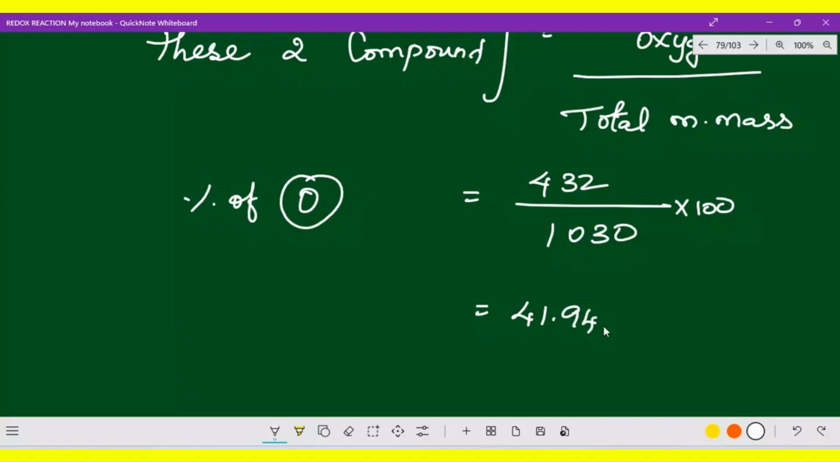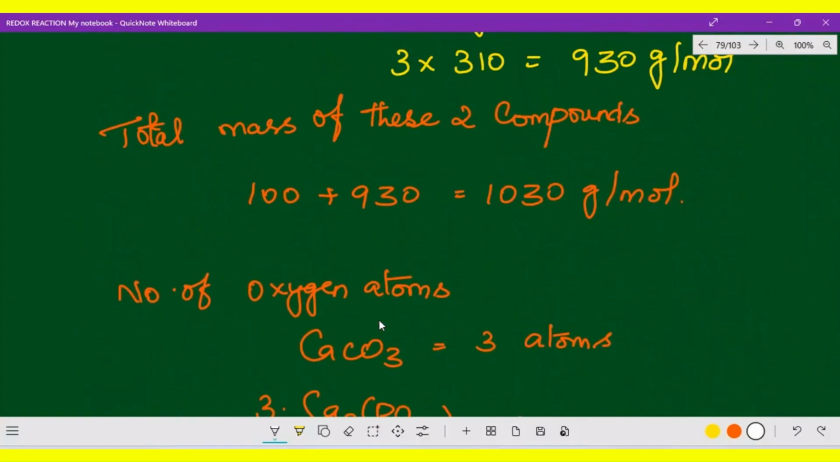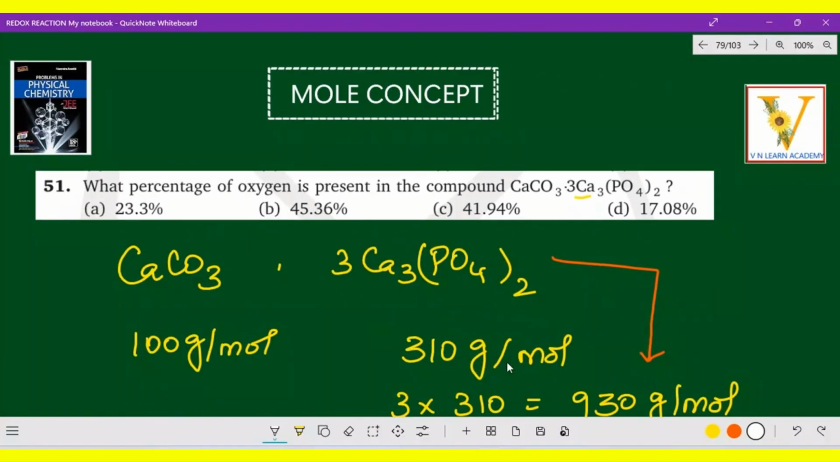41.94 percentage of oxygen, right? I hope you got that clarity. What are the steps to follow? How easily we can understand? Come on, what is the answer? Let us go and identify. Here the answer is 41.94. Yes, it is appearing over here. So option C is the correct option, right? Come on, let us go to the next question.